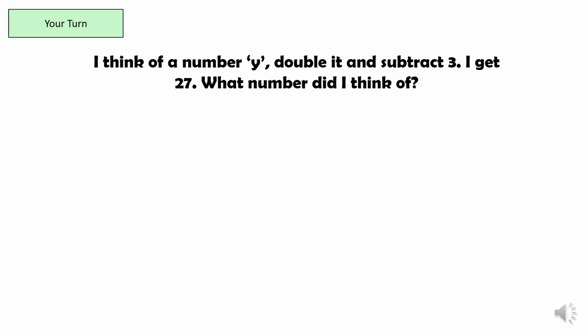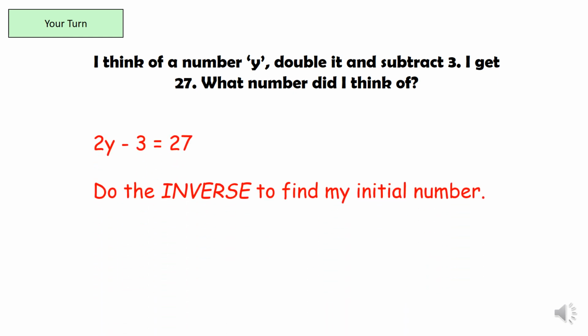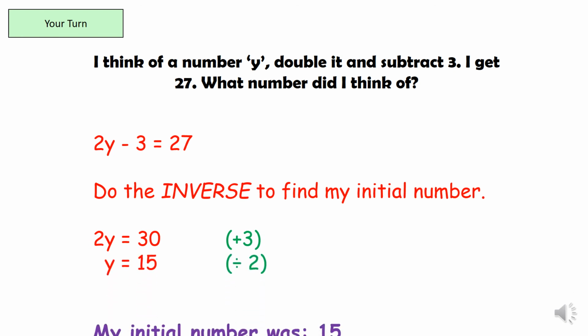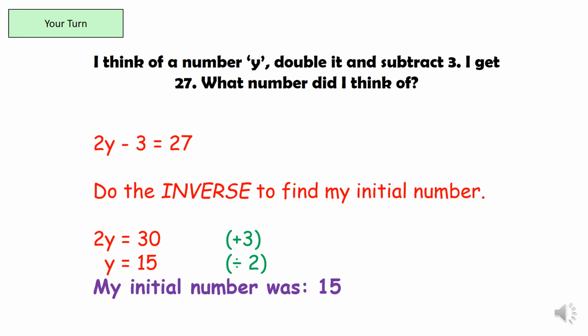Okay, so we should have answered this question now. First of all, we created the equation, which was 2y minus 3 equals 27. And then obviously we're doing the inverse of that. 2y equals 30, and then y equals 15. Okay, our final answer should have been 15.